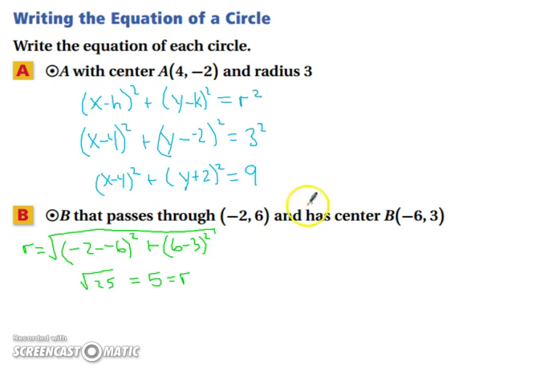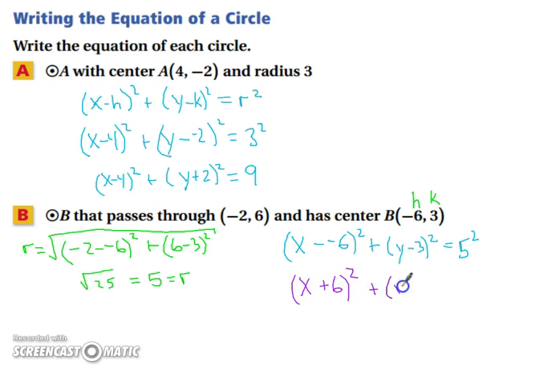Now we can plug our information in. Keep in mind, our point B is the center of our circle, so that is our (h, k). So we have x minus -6 squared plus y minus 3 squared equals 5 squared. When we simplify, we have x plus 6 squared plus y minus 3 squared equals 25. And that is the equation for circle B. Let's try graphing them now.